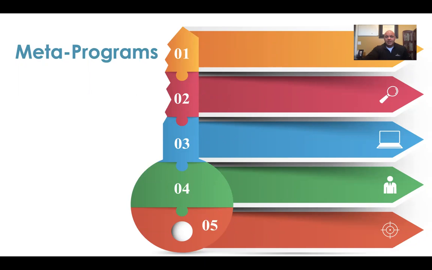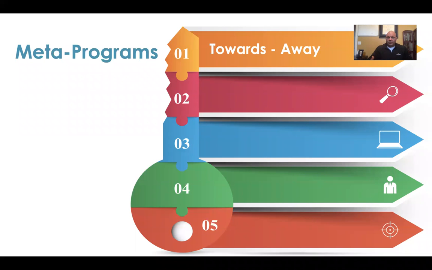Okay, so that would be an example of a meta program that you're probably a little bit more familiar with. The ones that we tend to leverage most in dentistry and in influence in sales are, number one, towards and away. So the number one motivating factor of all human behavior is pleasure and pain. Some people are more motivated by pleasure. Those people are your towards people. Other people are more motivated by pain. Those people are your away people.